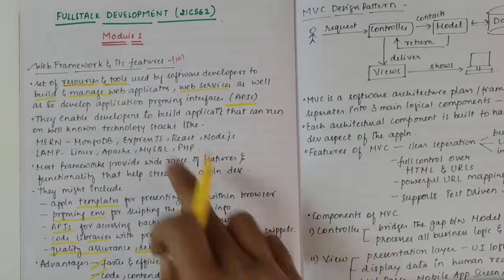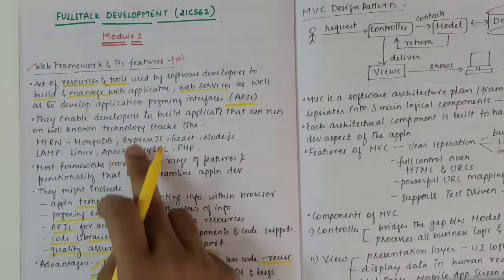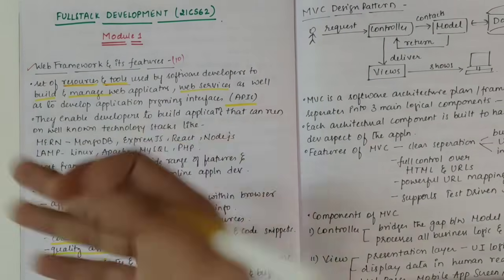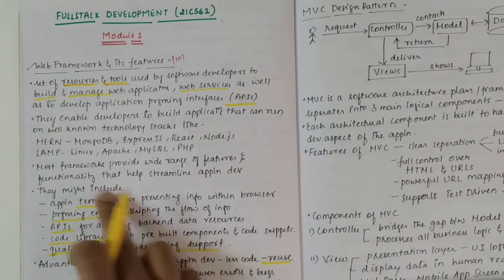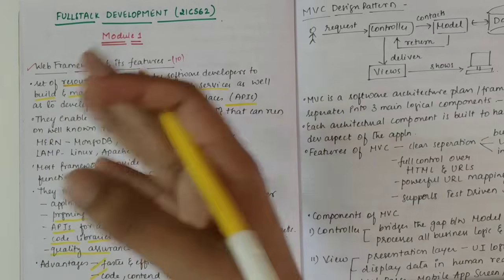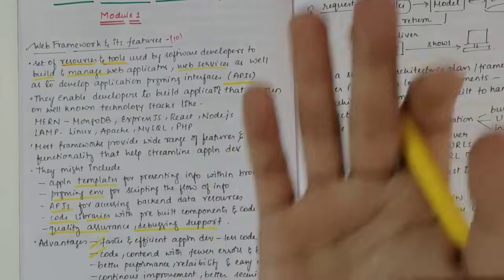They help developers build applications that can run on well-known technology stacks like MERN, MEAN, LAMP, Django again being one of the technology stacks. Remember 3 to 4 technology stacks, it'll be easy to write.